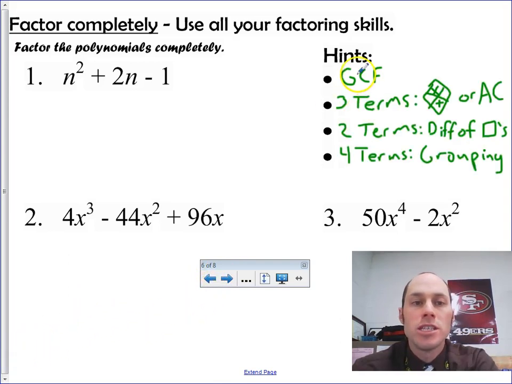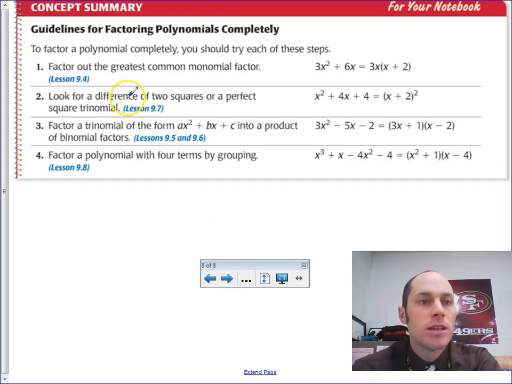So once you find that GCF, if you can take it out, if it's 3 terms, you can make the diamond or use the AC method. If it's 2 terms, you can look for a difference of perfect squares. 4 terms, you can look to group it. So you see a kind of a summary of those. Factor out the GCF if you can. So 3x squared plus 6x, I can pull a 3x out, leave it x plus 2, and then I'm done with that one.